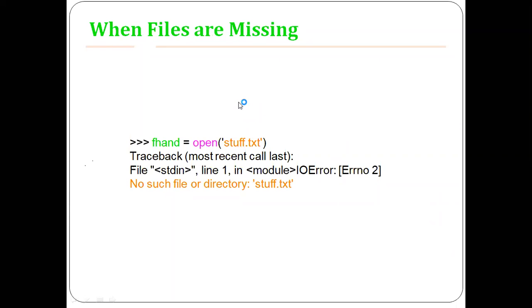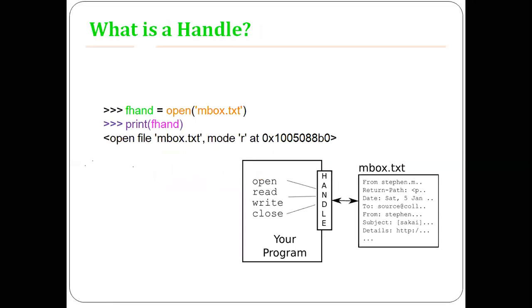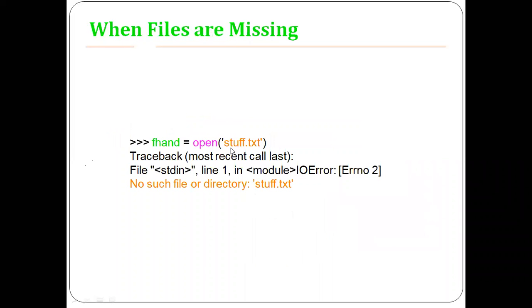Suppose the file doesn't exist. In this case we assume that the file exists in the current location or in the current directory. There are few occasions where the files are missing, right? The file doesn't exist in the specified location, or you don't have the proper authentication or permission to open that file. In that case, you get an error message stating the file doesn't exist.